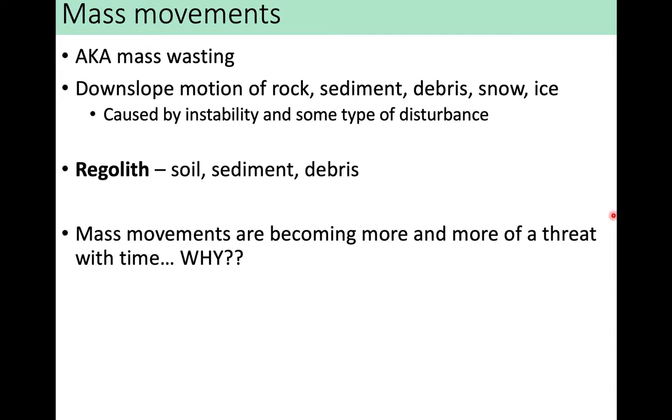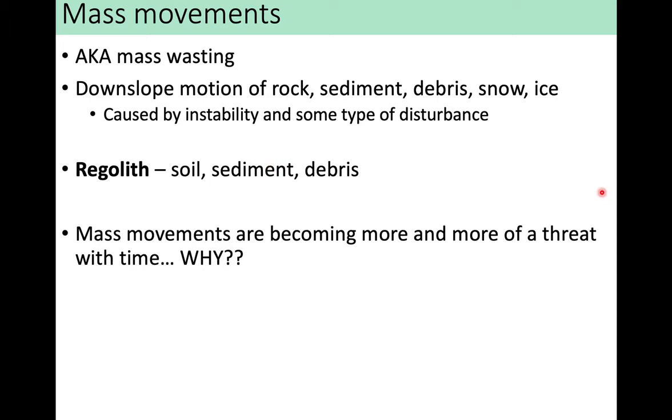that mass movement event. So regolith is a word that we use for any sort of soil, sediment, and debris. So regolith would be anything that can fall down in a mass movement, in a mass wasting event. We would have downslope motion of our soil, sediment, debris. It's not necessarily one, so it's not going to be just soil or just tree trunks and tree branches or just small sediment. So we use regolith to talk about any sort of combination of all of them.